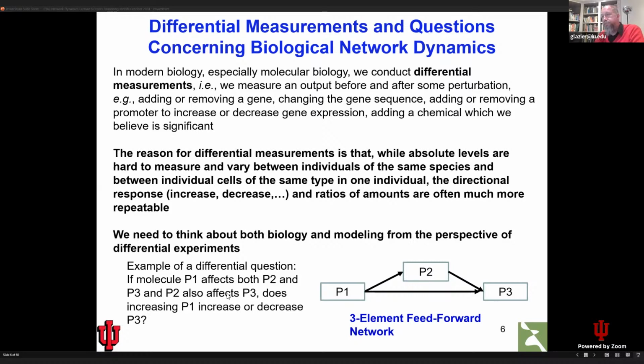When you look at the actual circuits for gene regulatory or signaling networks, they're often pretty complicated. But this kind of feed-forward element is pretty common. And one might ask, well, why not just have P1 directly modulate P3? Why have two pathways for it? So that's something you can think about.